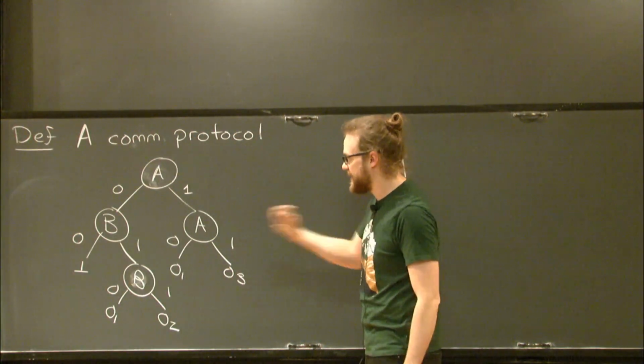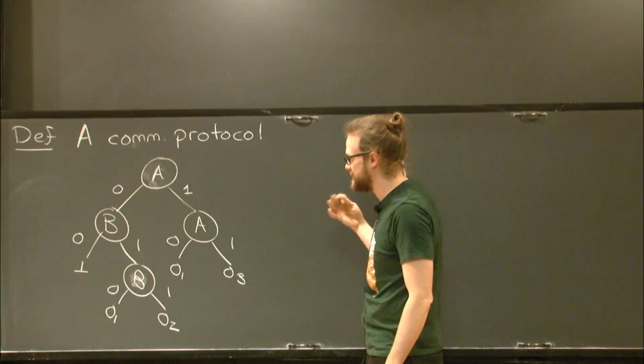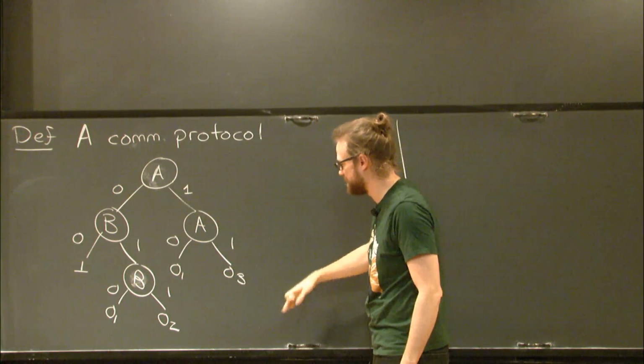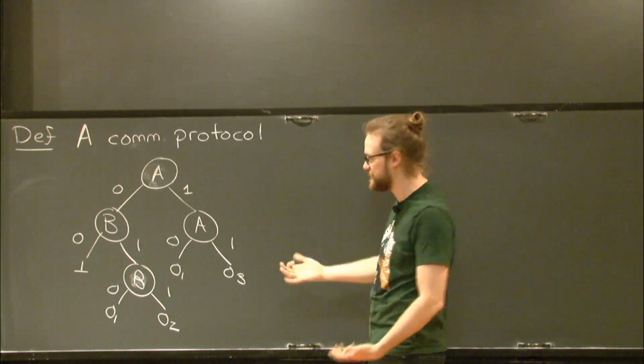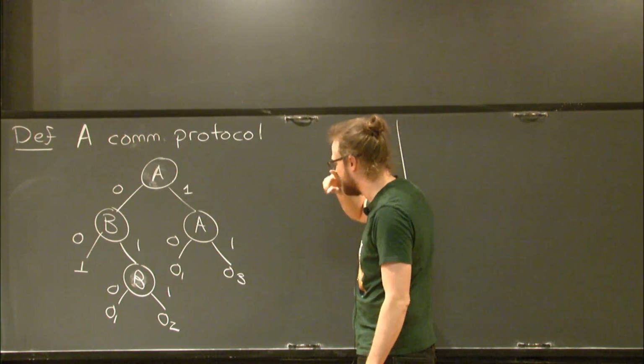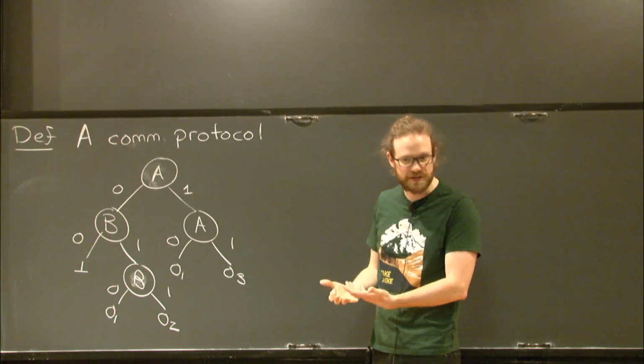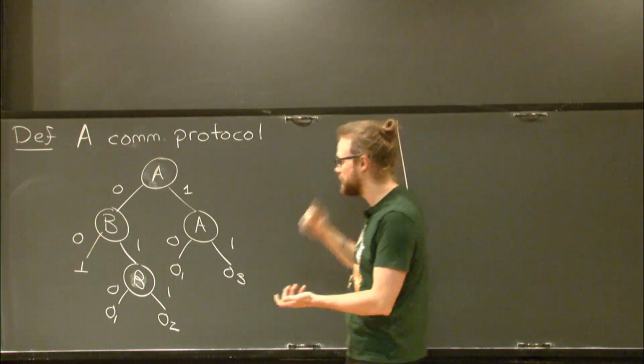So a nice way to think about these things is, when you think about these protocols for a second, you arrive at this understanding that every node is naturally associated with a combinatorial object, which is a combinatorial rectangle. So what do I mean by that?